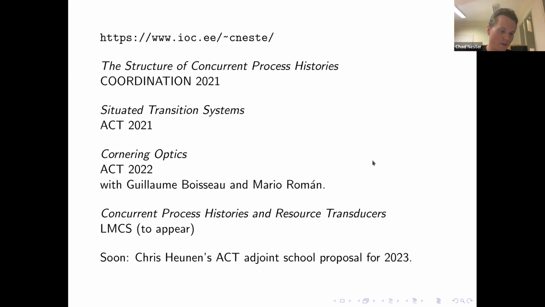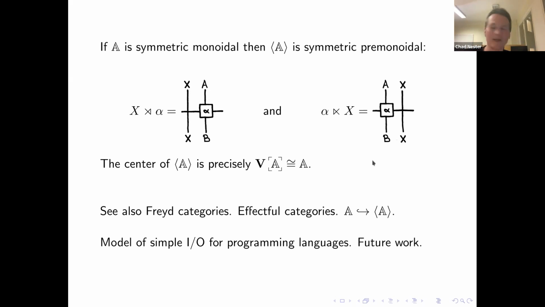So when I do this, I get a pre-monoidal category, and the center of it is precisely the monoidal category I started with, only the things with nothing sticking out left or right, which commute with everything. And if you know what a Freyd category is, if I start with a Cartesian monoidal category, then the inclusion of that category into angle brackets of that category defines a Freyd category, which is maybe interesting.